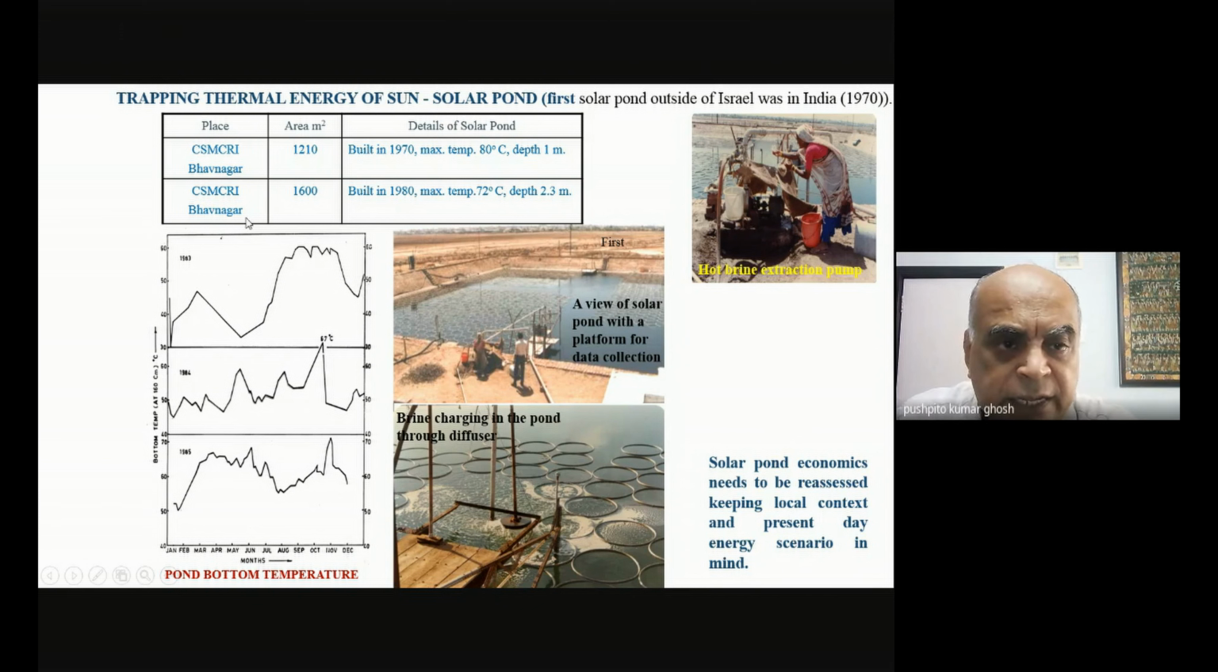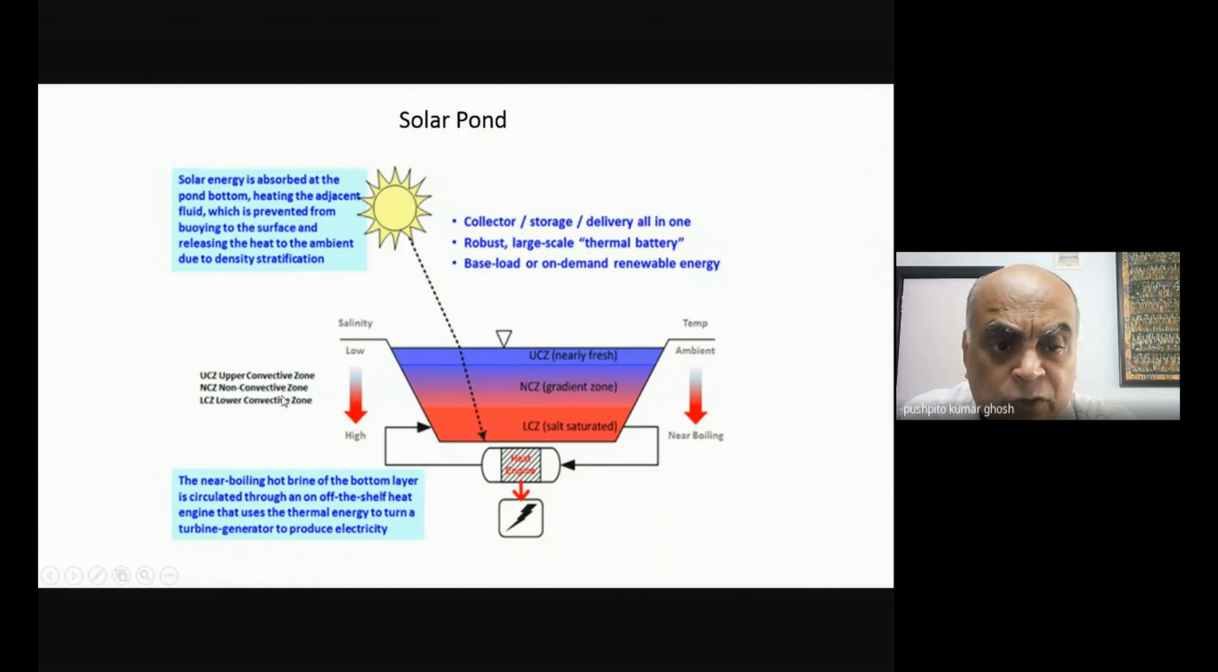Okay, in this particular case, of course, the temperatures were closer to about 75-80 degree, but as you will see from here, you can make it almost reach the boiling point. And boiling point for this kind of concentrated brine will be something like 110-120 degree centigrade. Okay? So that's the kind of temperature you can reach over here.